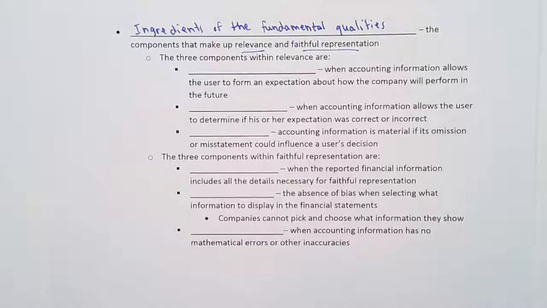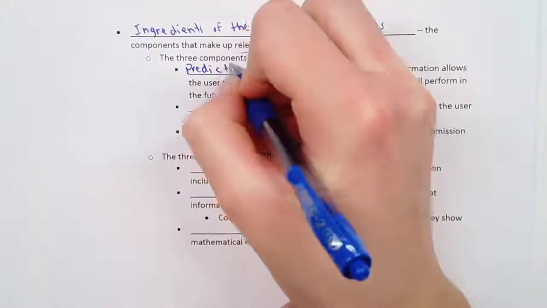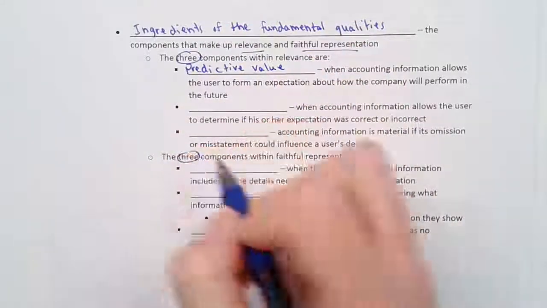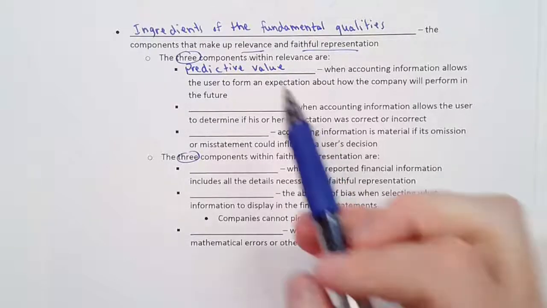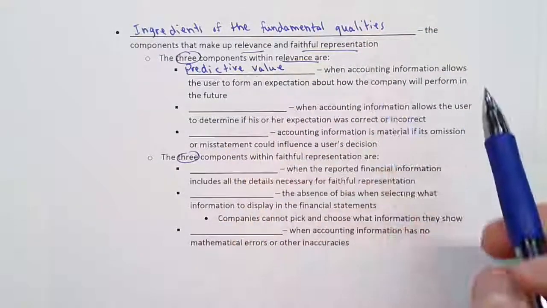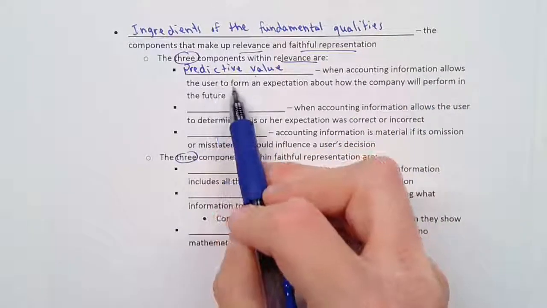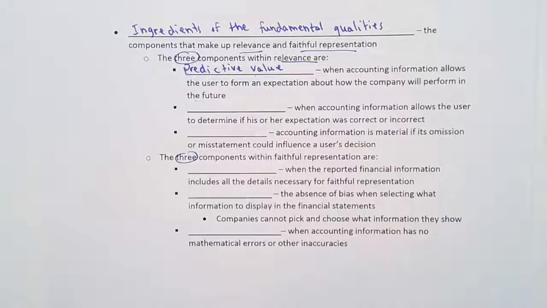First, we have something known as predictive value. There are three components within each fundamental quality, relevance and then faithful representation. First, within relevance, we have predictive value. Predictive value means that the accounting information allows the user to form an expectation about how the company will perform in the future. If the accounting information allows you to predict the stock price or the cash flows in the future, it has predictive value.